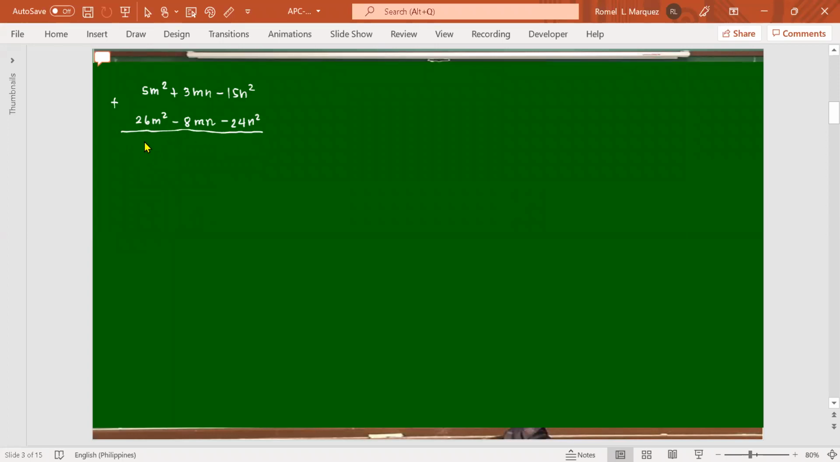Then we have add 5 plus 26, 31. Copy m squared. Positive 3 plus negative 8 plus negative 5, mn. Negative 50, negative 24, that is when added, negative 39. n squared. Okay? That's it. So this is now the sum, which is what we want. What we really, really want. Clear, children?